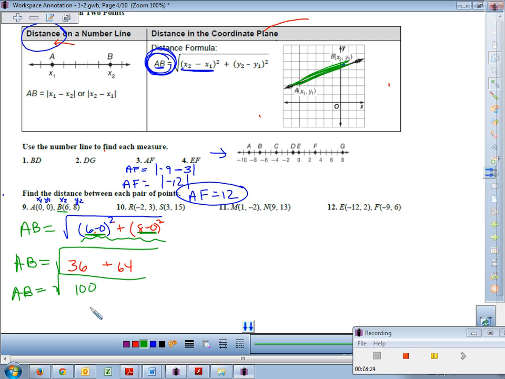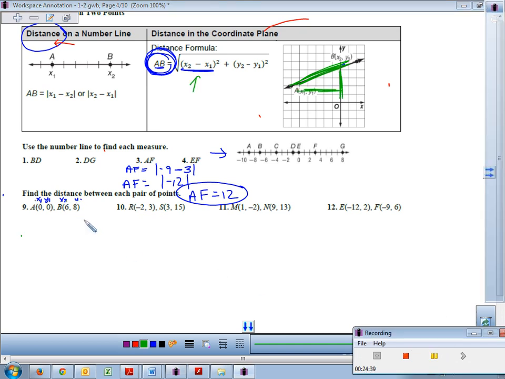Sound cool? Then you got to ask yourself, can this simplify? Can the square root of 100 simplify? What is the square root of 100? Well, it's plus or minus 10, correct? It's plus or minus 10 in an algebra situation. This is a geometry situation. This is the distance from A to B. Can the distance from A to B be negative 10? So it is only positive 10. Sound cool? All right, let's do some more after lunch.